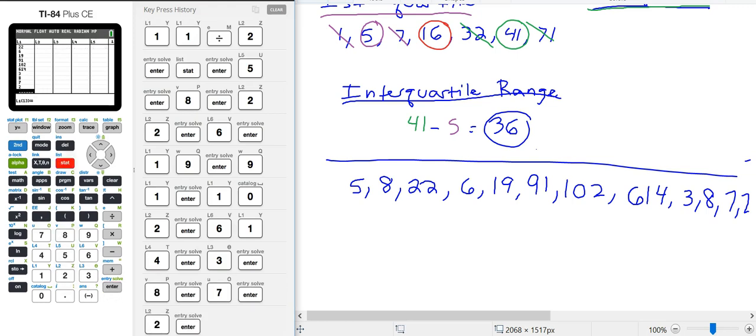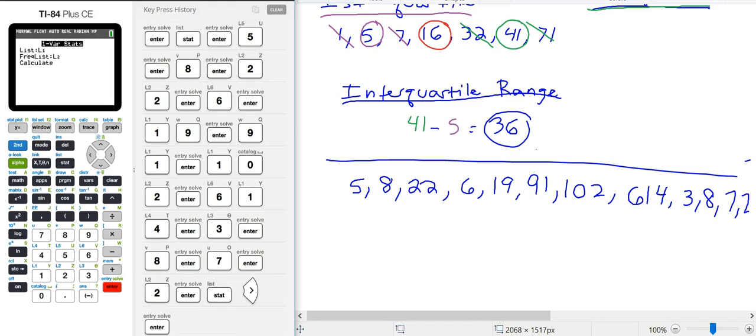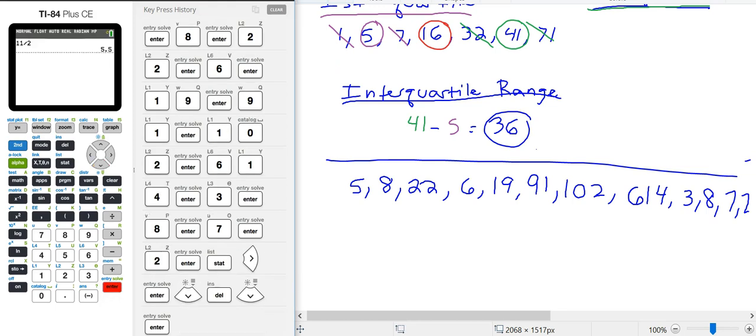Then you're going to press the Stat button again, right arrow to Calc, and press Enter over 1-Var Stats, or 1 variable statistics. Your list is L1. We don't have a frequency list, we'll discuss that next, so we're just going to delete that and leave it blank. We're going to scroll down to Calculate and press Enter.